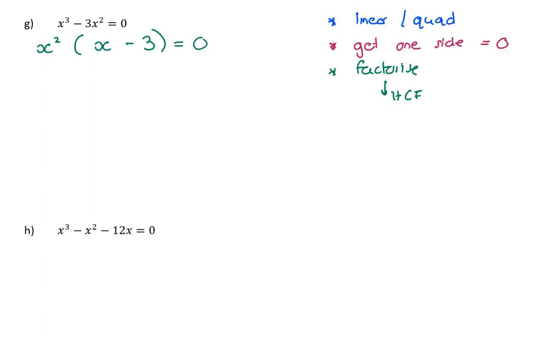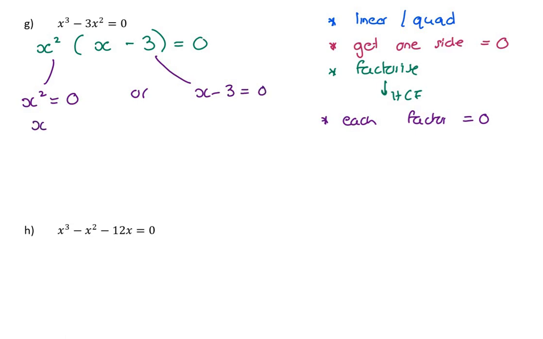You have two factors multiplied together to give you 0. So each factor could equal 0. So either x squared must be 0, or x minus 3 must be 0. Now x squared will only be 0 if x is 0, because when you square something, you can only square 0 to get 0. Or you can add 3 to both sides, so you get x is 3.